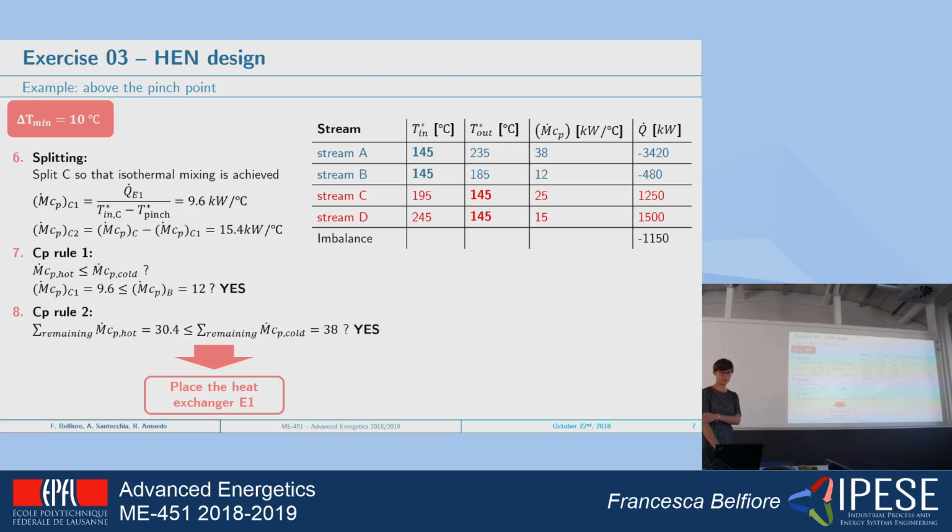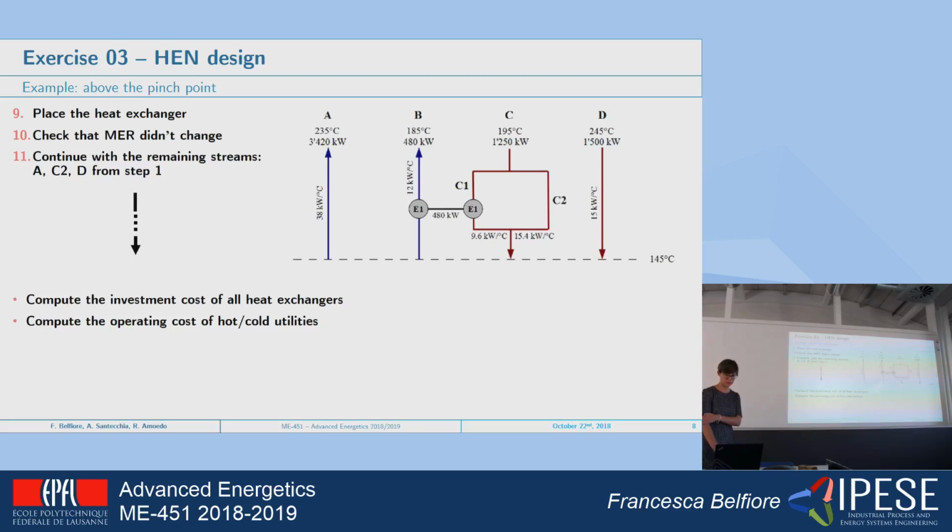So now we have to check again, and we check if the heat capacity of C1, so this stream that we got from splitting, is lower or equal than the heat capacity of B. The rule is satisfied. We check again all the remaining streams. The rule is also satisfied, so we can place the heat exchanger E1. So here you want to place the heat exchanger E1 between C1 and B. And we have to check that the MER didn't change to be sure that the heat exchanger was well placed.